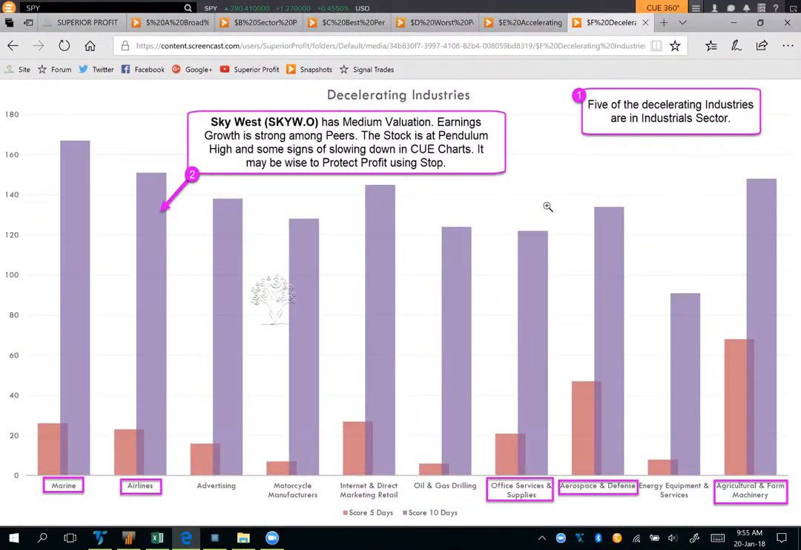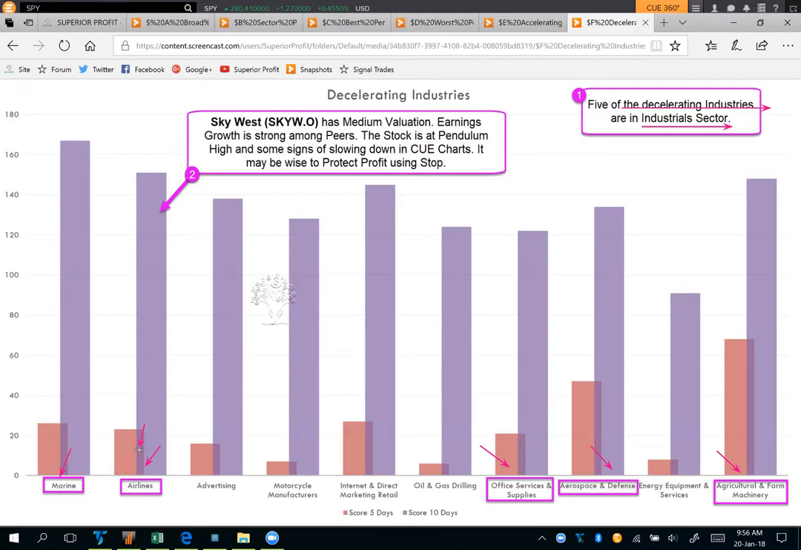We study decelerating industries because they tend to be worst performers in subsequent weeks. We saw first-hand example of that again this week in auto industries, which were decelerating 1 week ago and resulted in auto industries being the worst performers this week. What are the decelerating industries of this week? Industrials dominate them. Five of the industries are in industrial sector. They are marine, airlines, office services and supplies, aerospace defense, and agricultural and farm machinery.